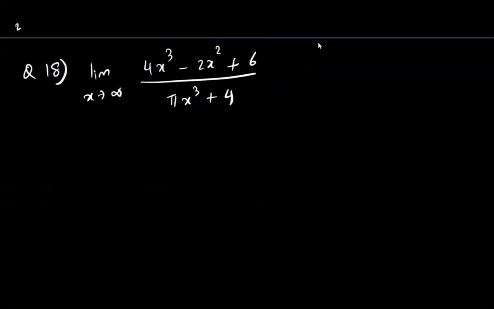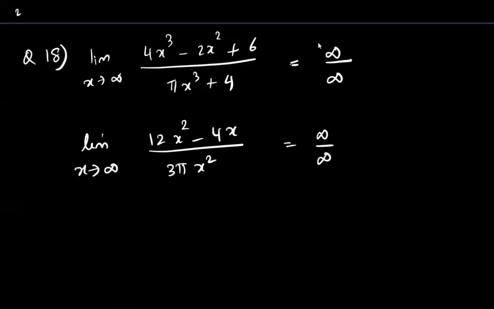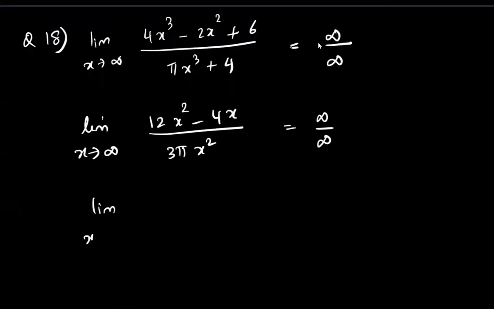Okay, so here, as x approaches infinity, the numerator goes to infinity and the denominator also goes to infinity. So because it is an infinity over infinity situation, I can apply the rule. So I have 12x squared minus 4x over 3 pi x squared. Now again, this is an infinity over infinity situation, so apply it again. And I take the derivative of the numerator, 24x minus pi over 6 pi x.